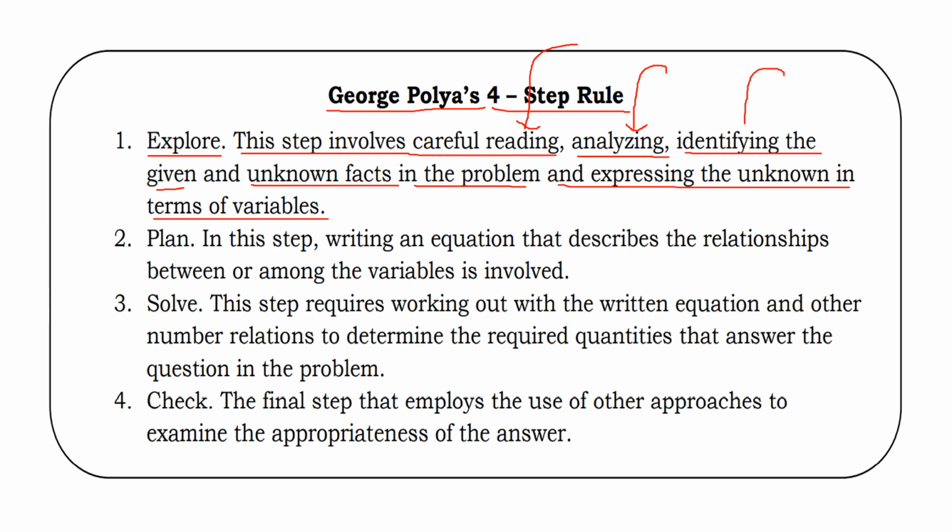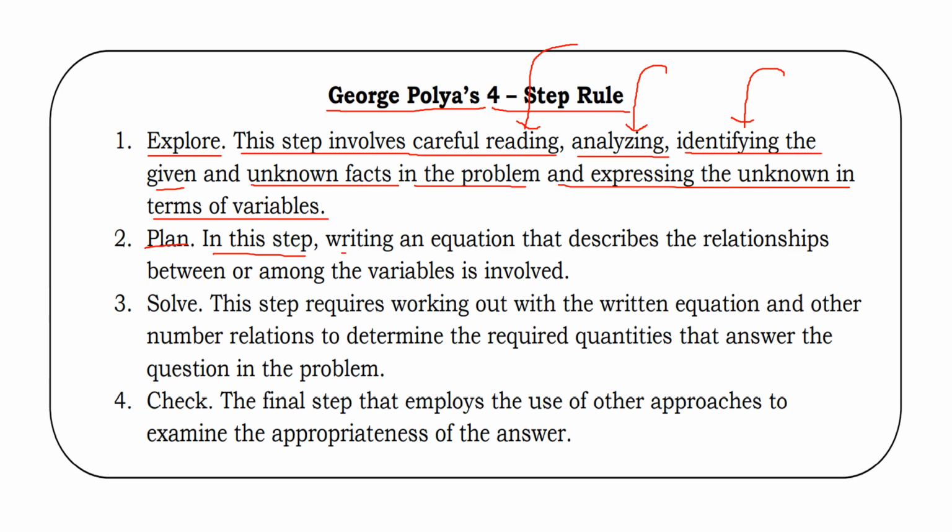Now, the third sub-step in your first step is identifying the given and unknown facts. By simply identifying the given, you can get the idea of what formula you can use in finding the unknown facts in the problem, for which you can use a letter or any symbols that will represent these unknown variables. So we can simply use a letter that we can assign to express these unknown values in the problem. So that will be your first step, which is to explore. And for number two, you need to plan.